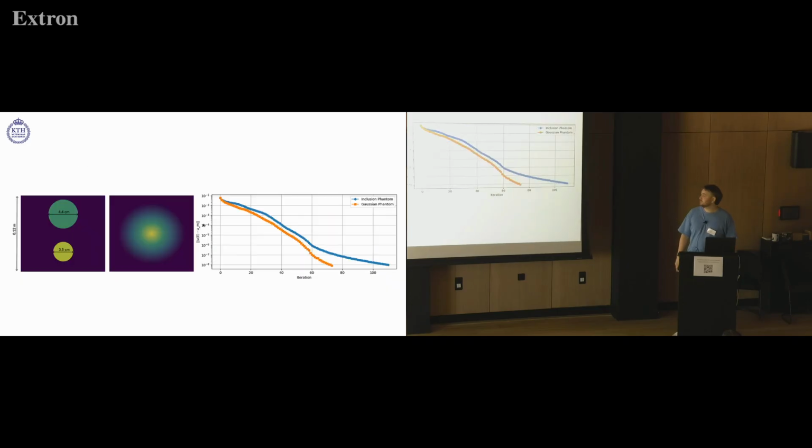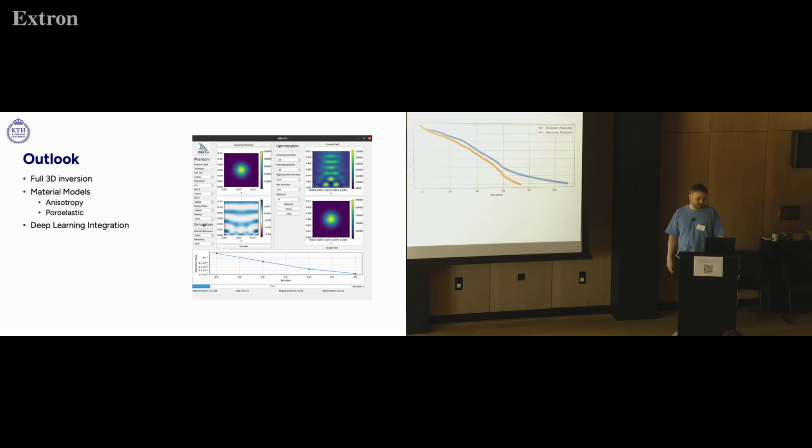Here are some examples of a Gaussian field and then an inclusion phantom, and the objective function over iterations for both of them. This is using Gauss-Newton. You can see the y-axis is logarithmically scaled. And I just set some arbitrary stop condition. But yeah, it converges and it produces the same field.